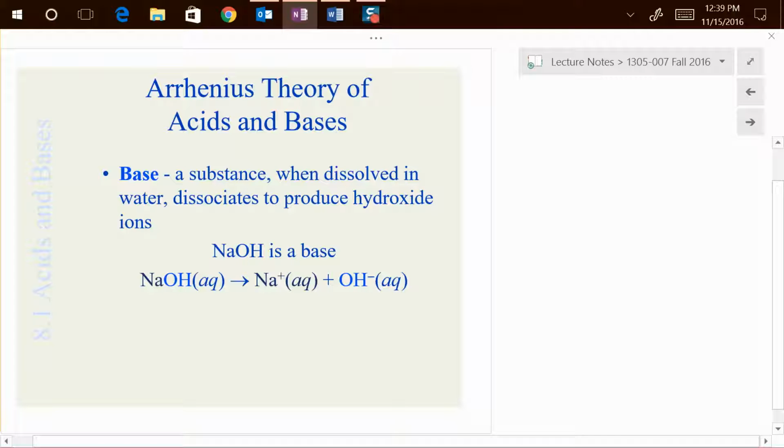A base was defined by Arrhenius to be something that produces hydroxide in solution. Dissociates to produce hydroxide. So the sodium and the hydroxide, OH minus, will dissociate. They'll come apart when you put them in water, and they will dissolve as sodium plus and OH minus. So this is a hydroxide ion. That's the basic ion. You have H plus, acid; OH minus, base. So those are the two ions that create this acid-base situation.